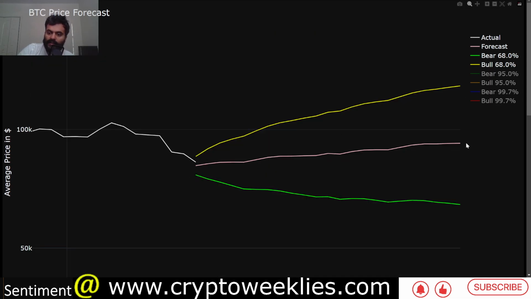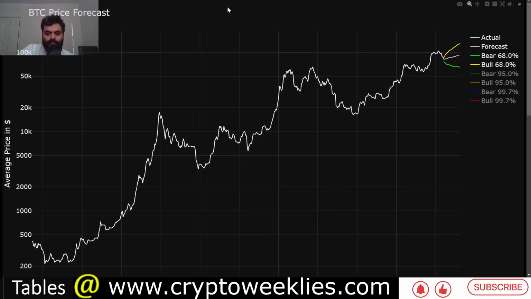The base case for Bitcoin is this pink line, which says that if all things are equal, the likelihood that Bitcoin's price action goes higher with time is higher than that it goes lower with time. If there is a recovery in the market, the levels to watch for the next 2 to 3 months are between 85k and about 110k for Bitcoin.